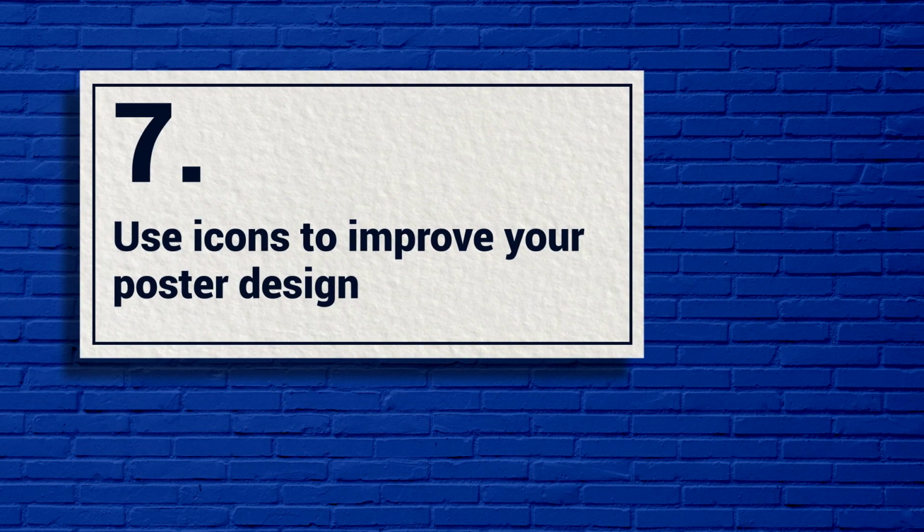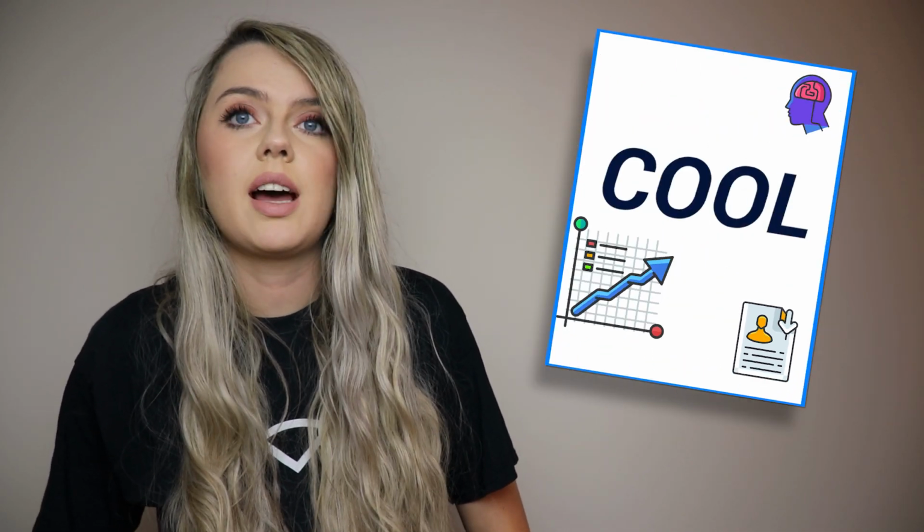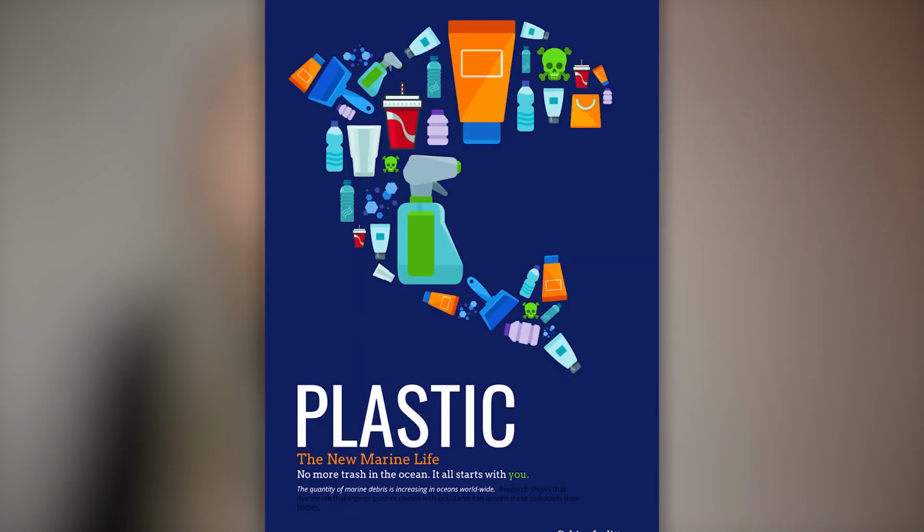Number 7, use icons to visualize concepts in your poster design. Icons are a symbol used in design to represent concepts. Icons are the perfect way to enhance your poster design. You can use icons to embellish points and, in certain cases, replace text. They're also great for illustrating ideas quickly, or you could make icons the main focal point of your design, like this template. Keep these best practices in mind when using icons in your poster design.